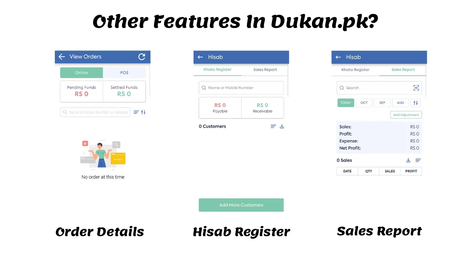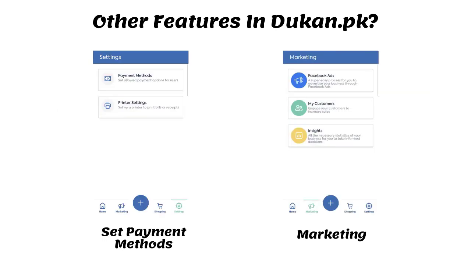Another important feature in Dukan.pk is kata register, where you can keep your customer records and much more. You can also view the sales report in this app. In the Settings tab, you would be able to add payment methods, and if you would like to print invoices, you can set up printer settings from here. For marketing your products, open the Marketing tab and share your web address anywhere on social media platforms.